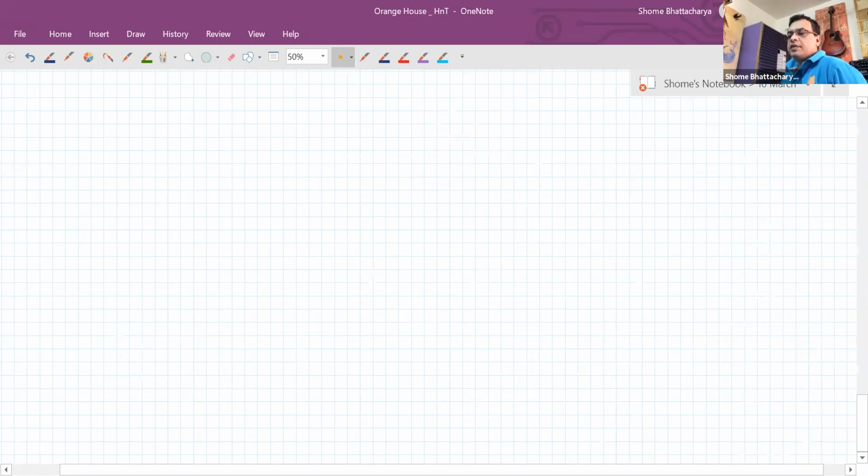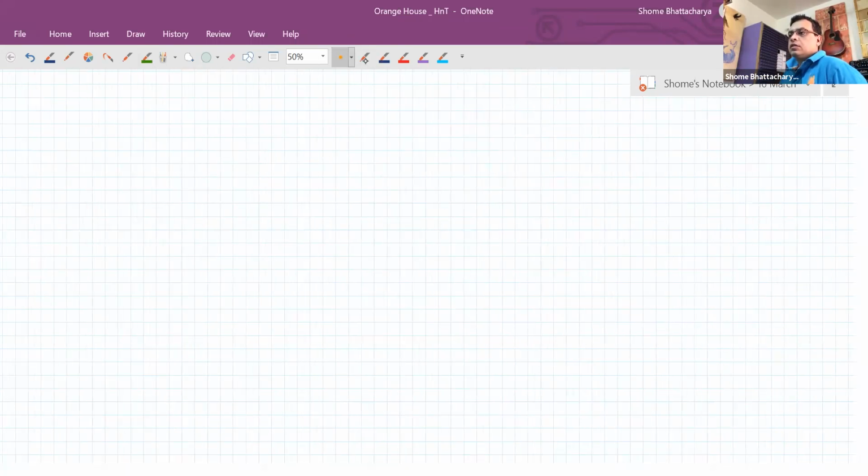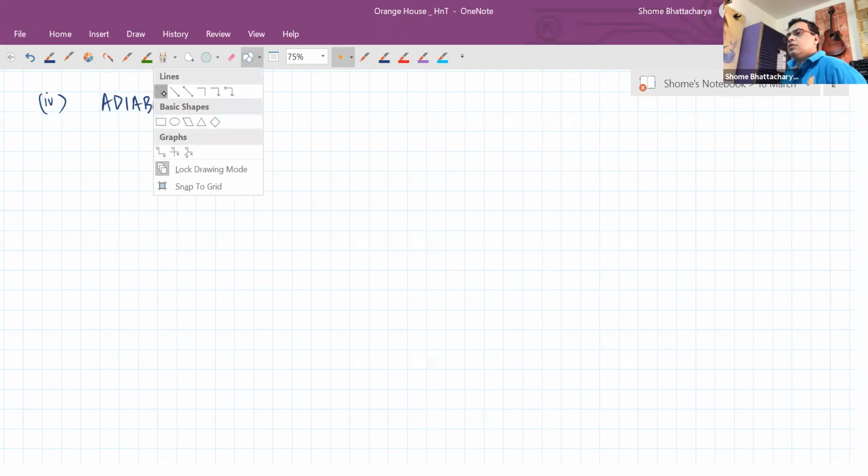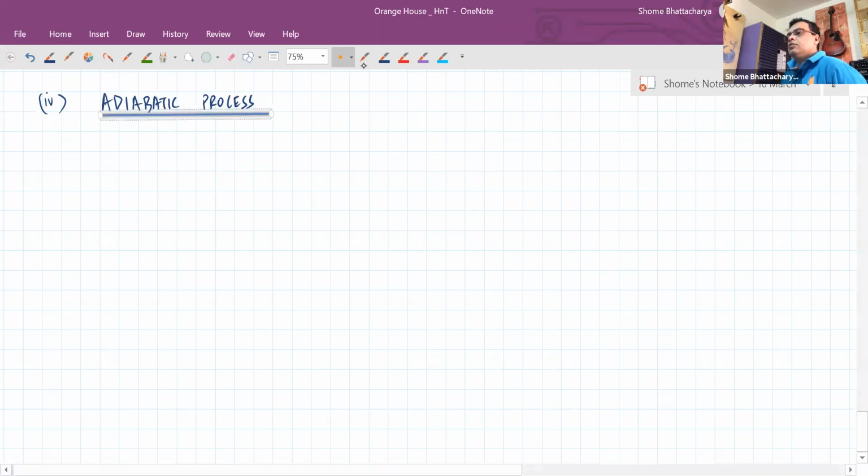So the fourth and final type of standard process, as you know, is the adiabatic process. So adiabatic process is defined as one in which the heat exchanged is zero. Okay. So delta U plus W is zero. Okay, so W is negative of delta U.